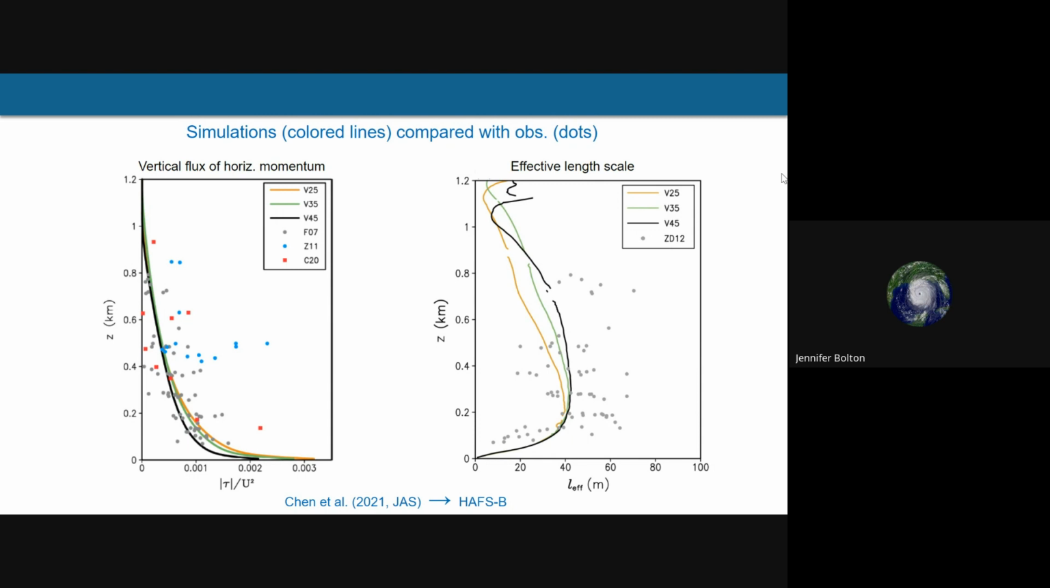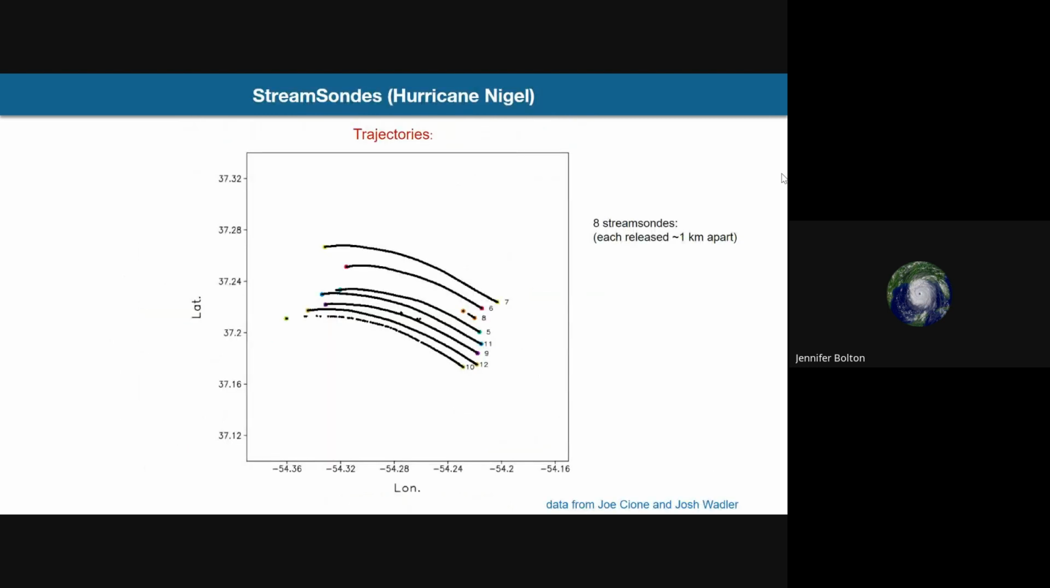Next slide. Okay, real quick. So this is the exact same data Joe sent you. I believe there were 8 stream sondes. So thanks to Joe and Josh Wadler for forwarding me, these are the trajectories of those eight stream sondes launched about 1 kilometer apart.